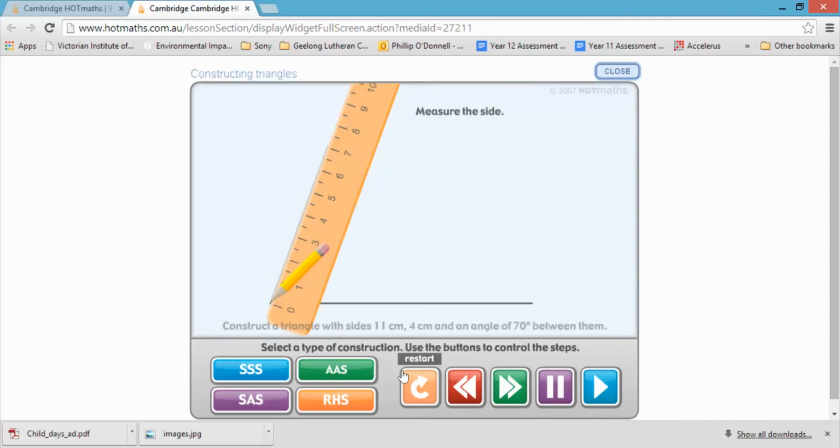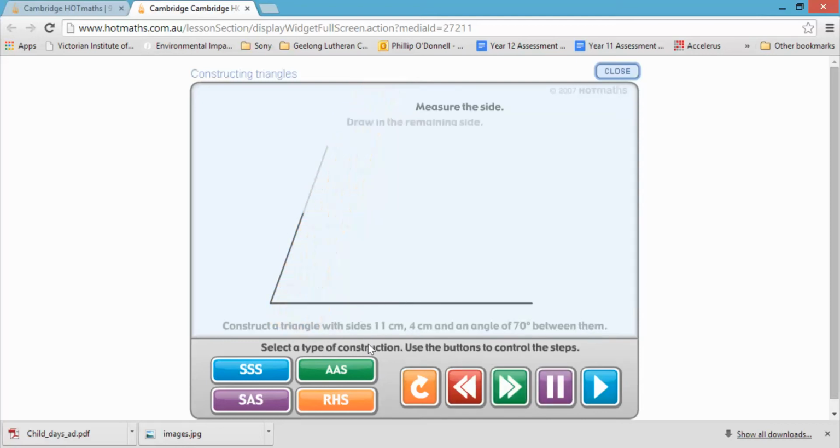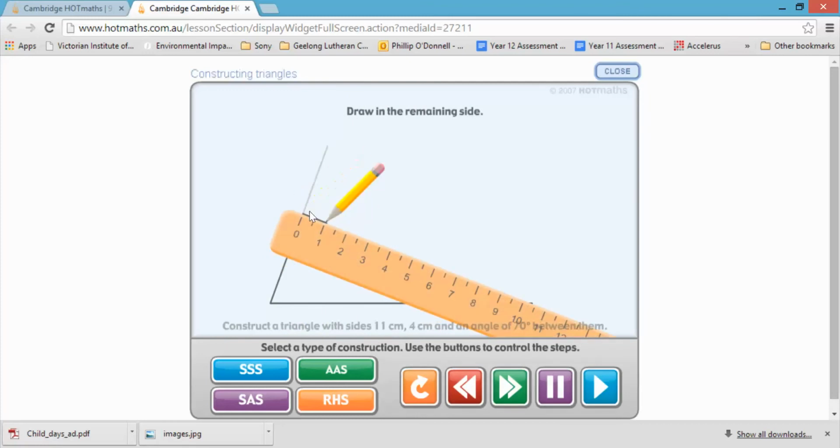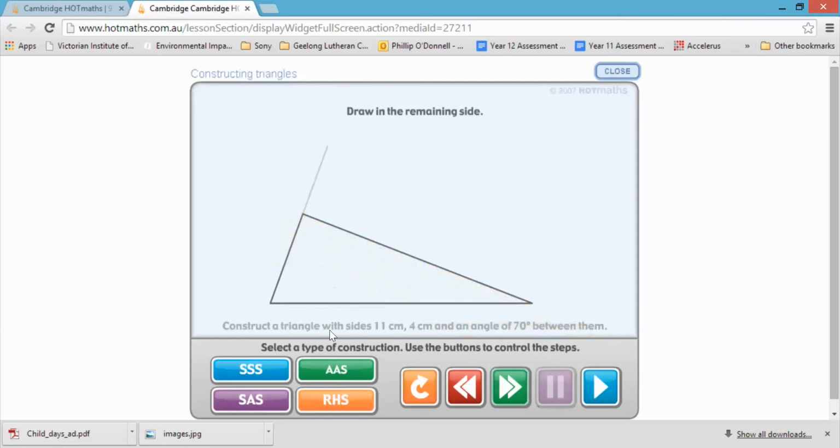Measure it out. Well, in this case because we've got 4 centimeters, we only have to measure 4 centimeters for that line. Then quite easily we just need to connect those 2 ends and we've got our triangle, which is made up of an 11 centimeter length, a 4 centimeter length, and an angle of 70 degrees in the middle.